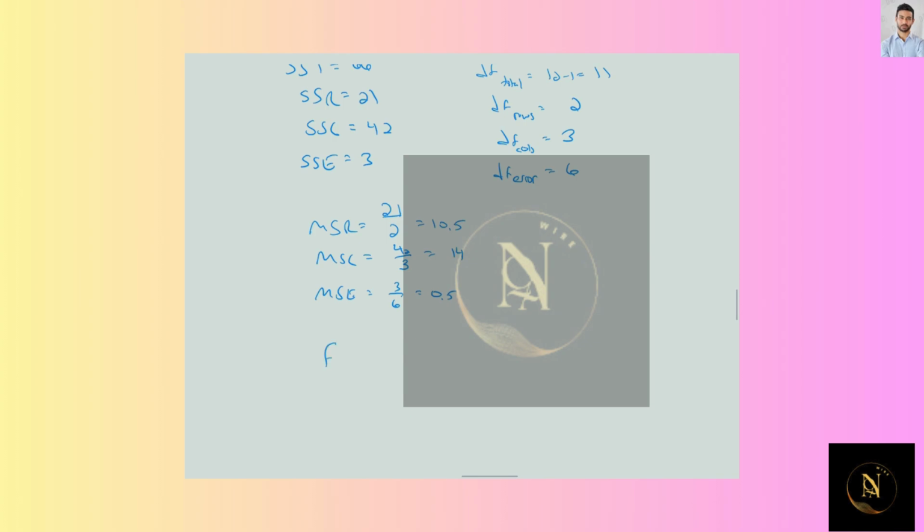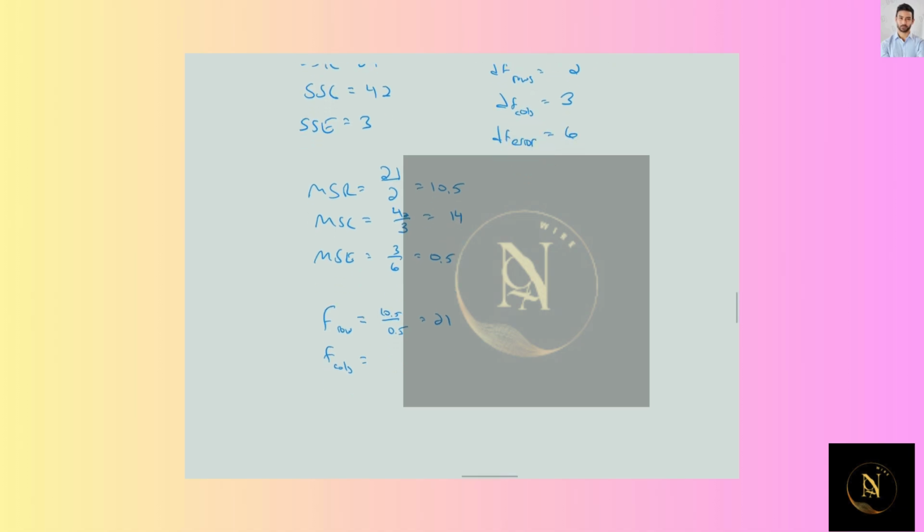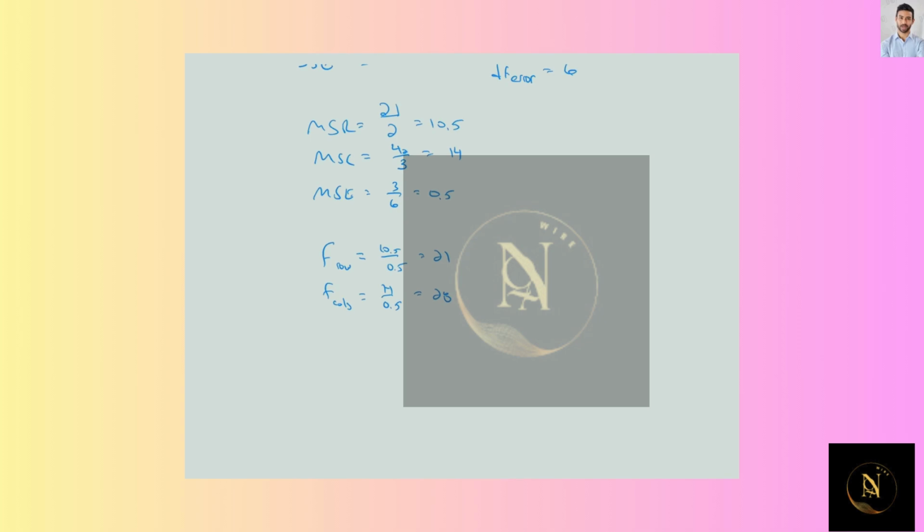The F ratio for rows would be the mean square for the rows over the mean square for the errors, which is 21, and the F ratio for the columns would be the mean square for the columns over the mean square for the errors, which is 28. For an alpha of 0.05, the critical value for F rows with 2 and 6 degrees of freedom, and the critical value for the columns is 3 and 6.